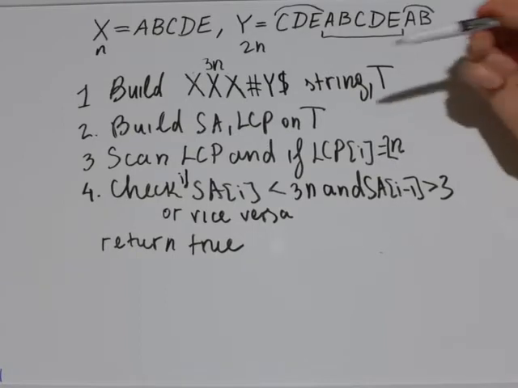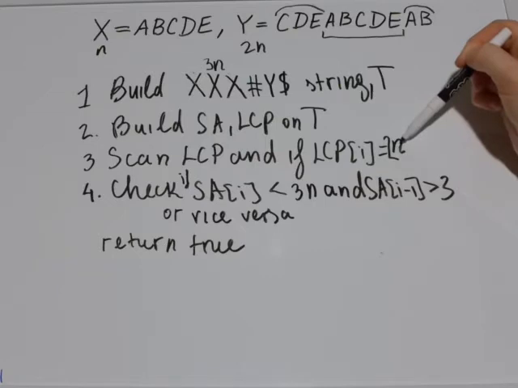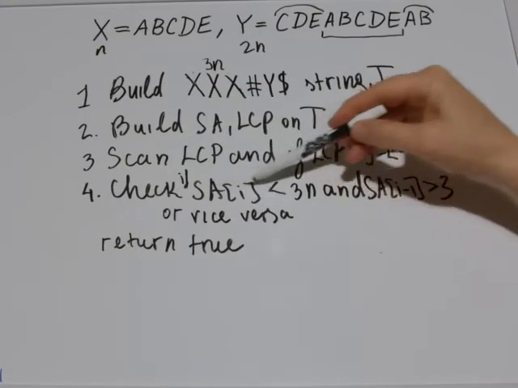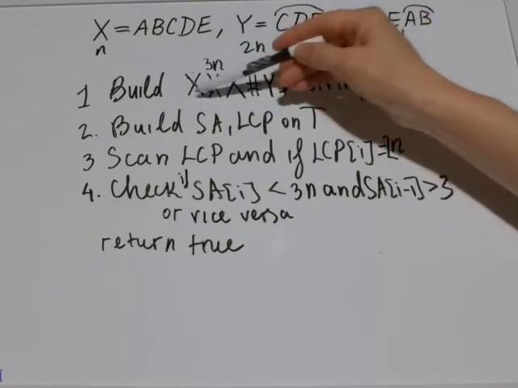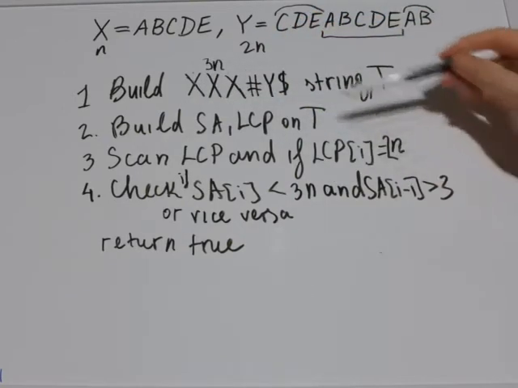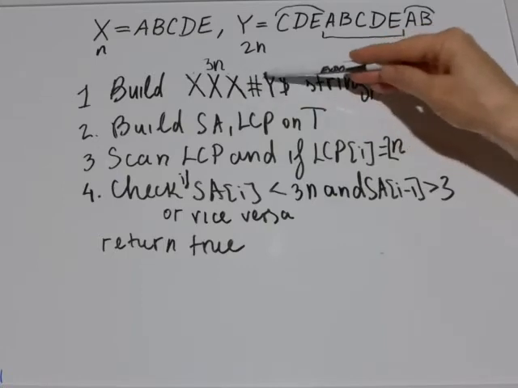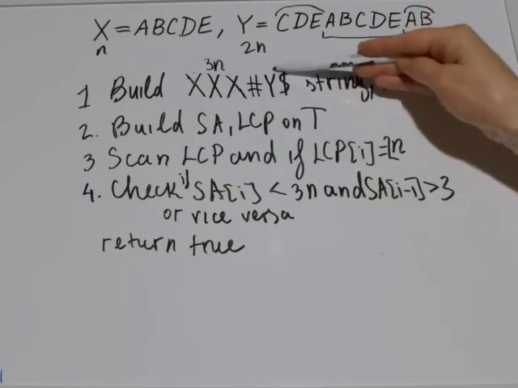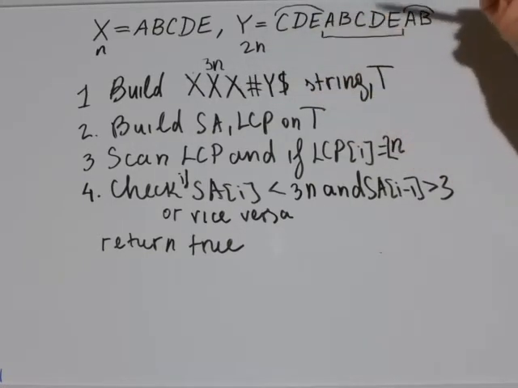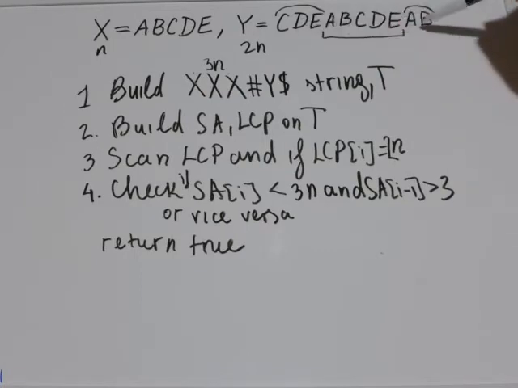And the reason is that if LCP of i is equal to 2n, and SA of i is less than 3n, that means one suffix comes from xxx and another suffix comes from y. If it comes from y, the only characters that can match xxx is the entire y, because these characters do not occur in x or y, and if the entire y matches with the string, then it must have this shape.